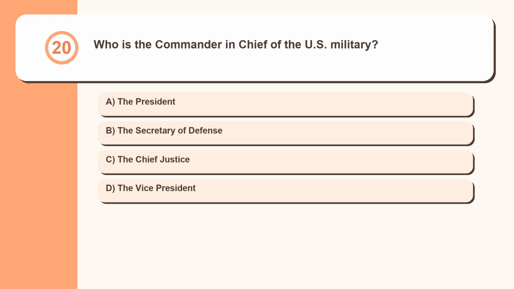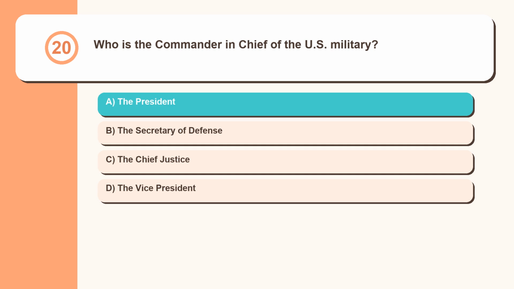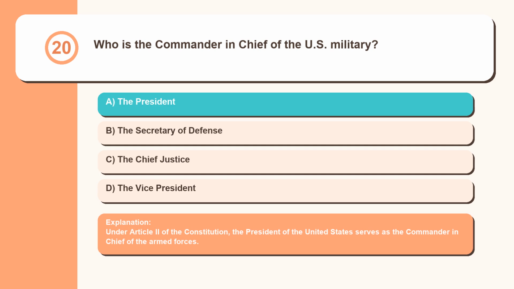Question 20. Who is the Commander-in-Chief of the U.S. military? The President, the Secretary of Defense, the Chief Justice, the Vice President. Under Article 2 of the Constitution, the President of the United States serves as the Commander-in-Chief of the Armed Forces.